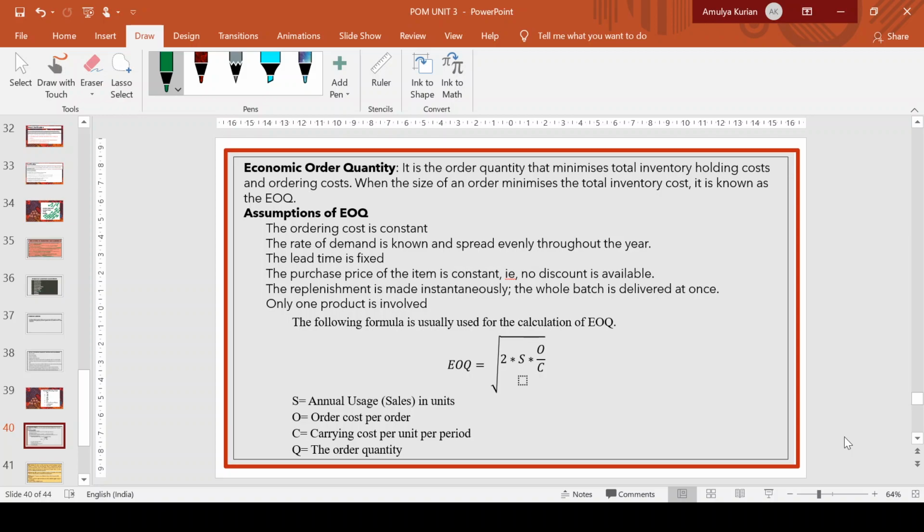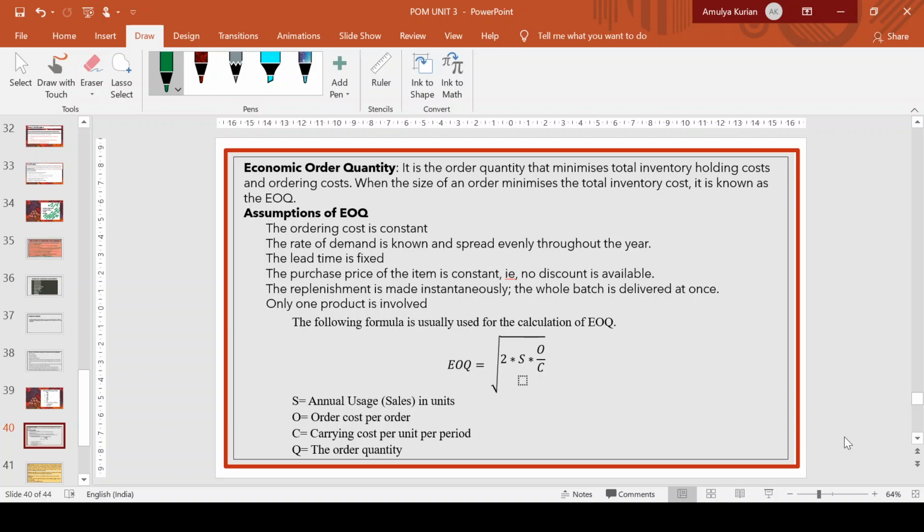In the previous module, we dealt with the different costs associated with the inventory. Ordering cost is nothing but the cost of acquiring the materials, and the cost of processing or carrying materials is called carrying cost. So these are the two different costs associated with ordering any amount. So economic order quantity is nothing but the order quantity that minimizes the total inventory holding cost and ordering cost.